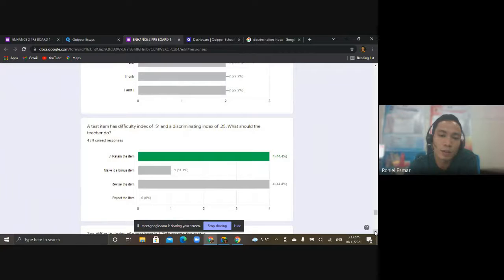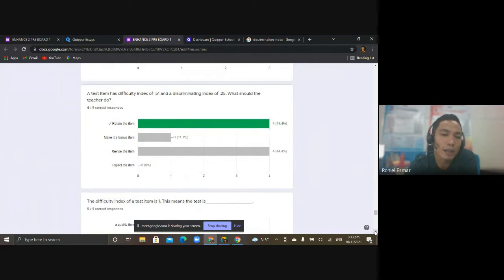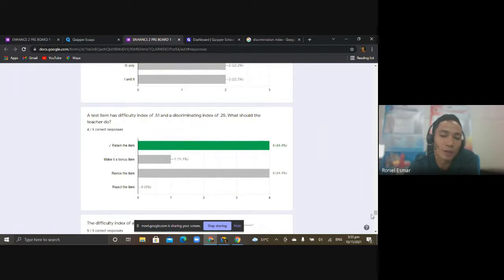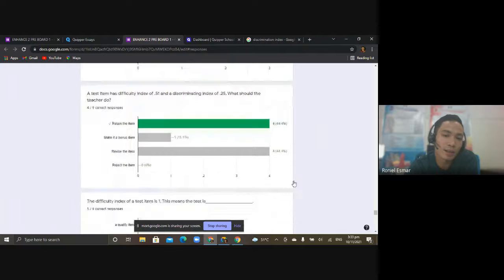So okay siya, it should be retained. No na nag-answer diri, make it a bonus item. Pwede din ha. Although ginabuhat pa na most of the teachers, but it's not correct in a standardized test. You have to be considerate of the discriminating and the index of difficulty. Tip to revise the item po daily.